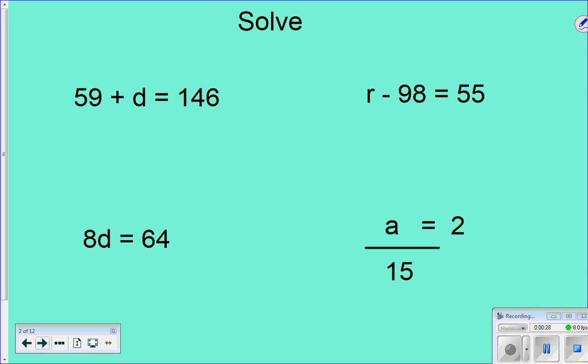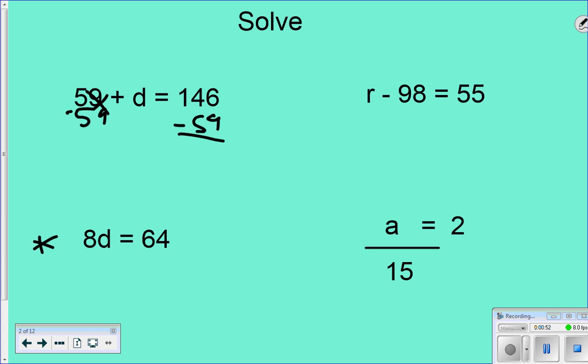But before that, let's just quickly talk through these to make sure we know how to solve these. Let's talk about this one up here: 59 plus d equals 146. What would you do to solve that? I'm not going to make you solve them. Let's just talk about them. Ryan. Okay, but I got to do it on this side first, right? So I got to do this side first, and I got to do it on this side. Okay, and then I get my answer.